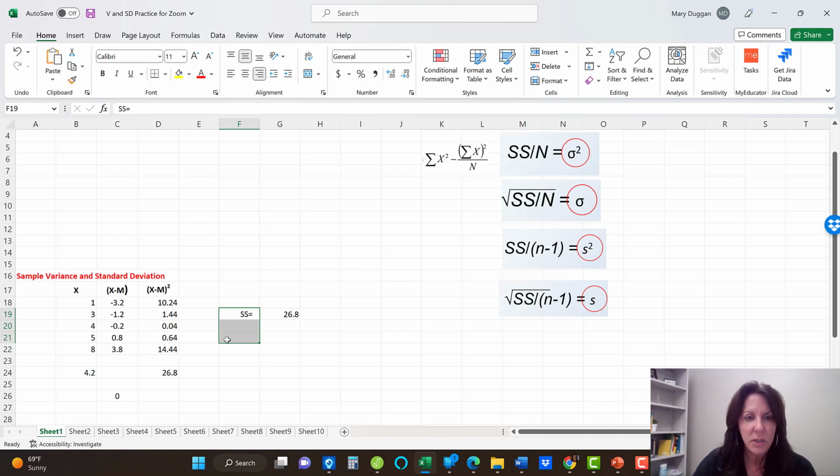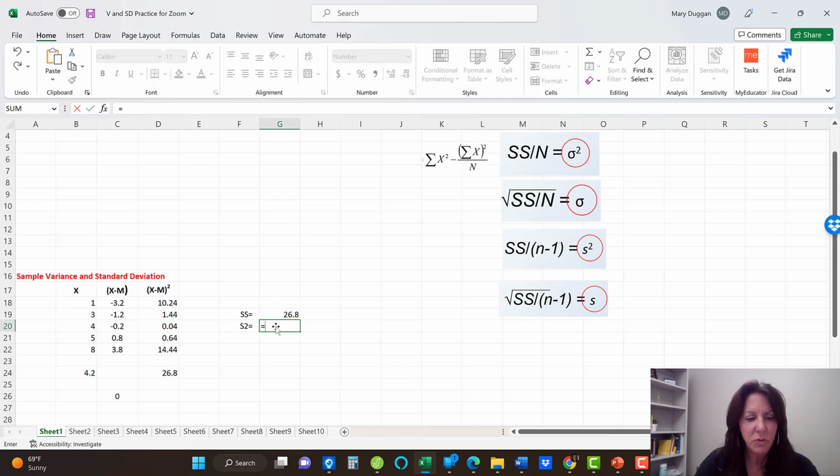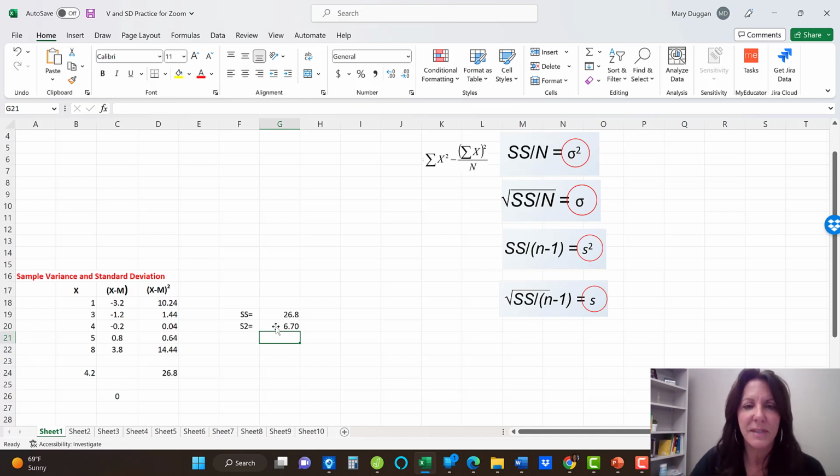So the first thing I'm looking at is my sample variance, and that is going to be equal to my sums of squares, 26.8, divided by my n minus 1. Well, my n is 5. There's 5 scores, minus 1. And I hit return, and that gives me a variance of 6.7.